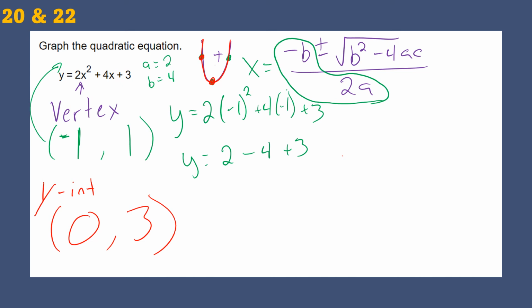But let's say it asks us for one more thing. It might ask for x-intercepts. How do we find those? We use the quadratic formula, okay? And that'll give us our two x-intercepts, if there are any.